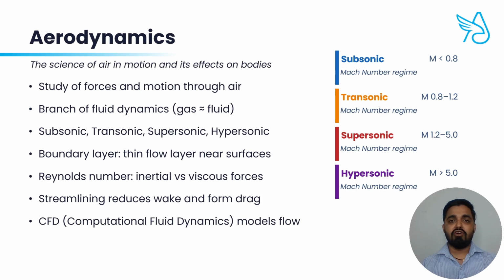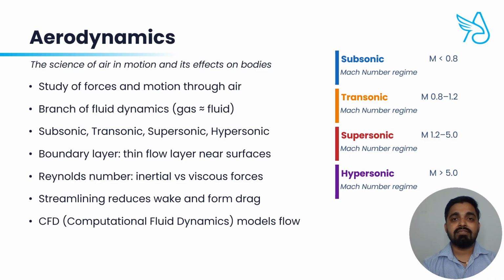Aerodynamics is simply the study of how air behaves when it flows around an object. It is a branch of fluid dynamics and we consider air as a fluid because it flows. Aircraft fly in different speed regimes and aerodynamics changes significantly at different speeds. Here is how we categorize them using Mach number, which is the ratio of object speed to the speed of sound. For all our drones, we operate firmly in the subsonic regime. No shock waves, no transonic effects. We focus purely on low speed aerodynamics.